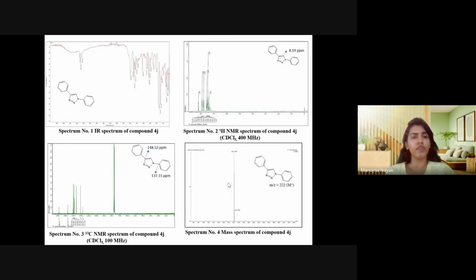The synthesized compounds were further characterized using IR, proton NMR, C13, and mass. Here, in proton NMR, we could see the proton of the triazole ring, which we got around 8.19 ppm, and in C13, we could see the peak of the carbon of the triazole ring, which is around 148.52 ppm, and the carbon attached to nitrogen in the phenyl ring was observed around 137.15 ppm. The molecular weight was confirmed using mass spectrometry, and the molecular ion peak was observed around 222.